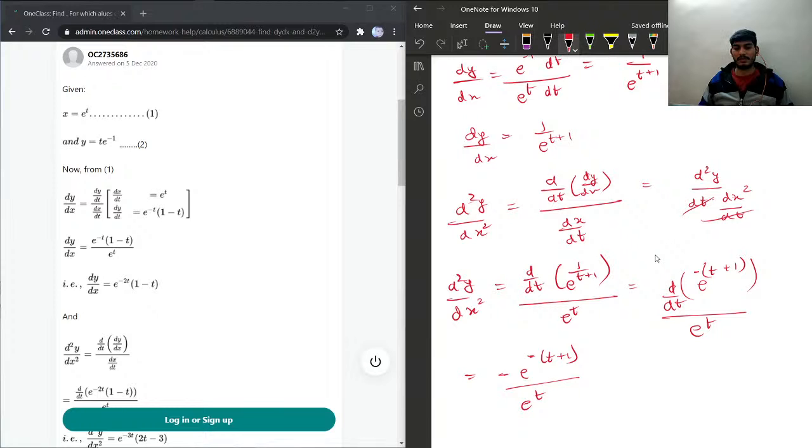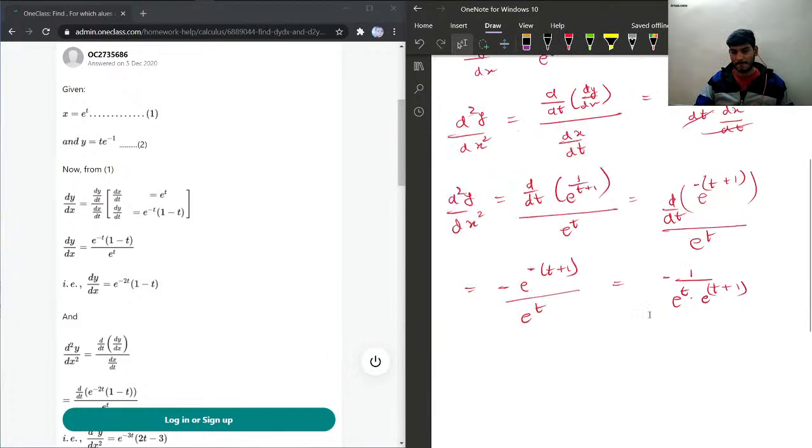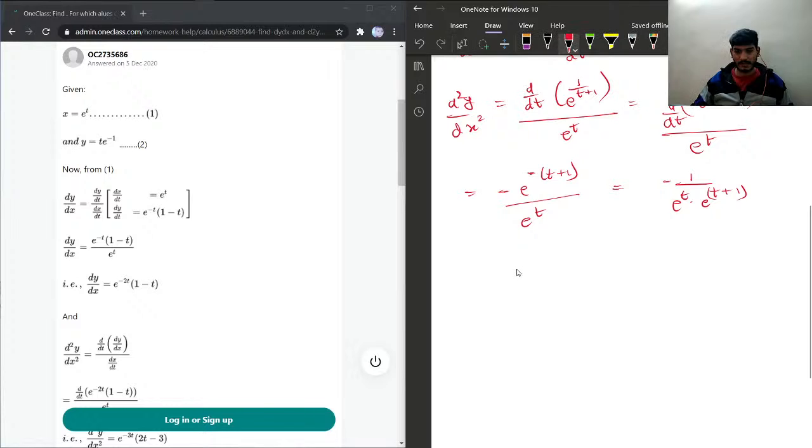square term, so this dt will become du, and e power minus of u will become minus of e power minus of u. So I can write this, and I can take back this in the denominator, e power t times e power t plus 1, and this will become minus of 1 over, and the bases are same, so we'll add up the power 2t plus 1.